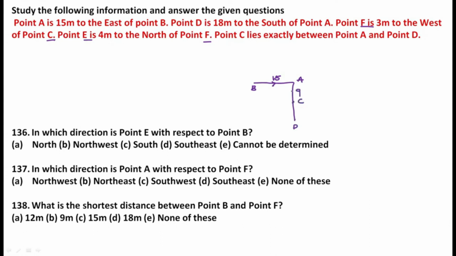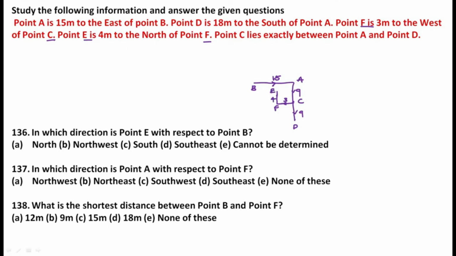Means A to C is 9 meters and C to D is 9 meters. So we already confirmed the C location. Based on C, you can confirm the remaining ones. So F is west of C by 3 meters. Now E is 4 meters north of F. So E is north of F by 4 meters. Now that's the diagram. So based on this diagram, go for the questions.